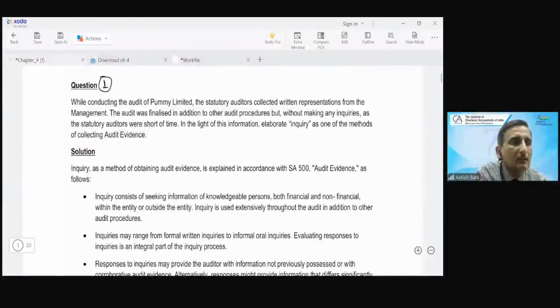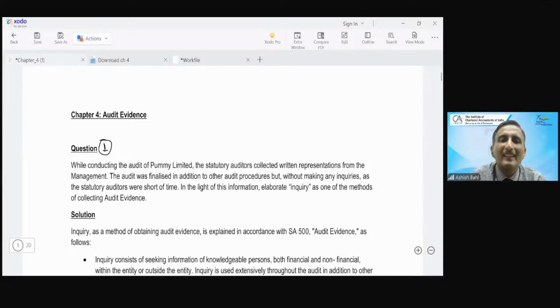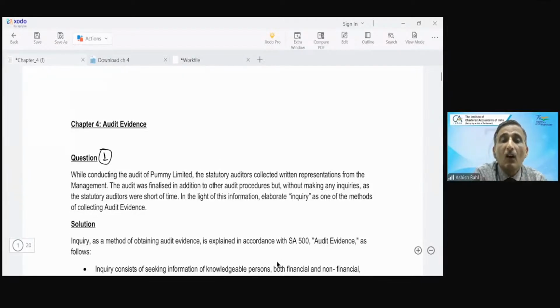So see this question. While conducting audit of one company, the statutory auditors collected written representations from the management. Okay, written representations, you know that management is giving them. The audit was finalized in addition to other procedures, but without making inquiries. In light of this information, elaborate inquiry as one of the methods of collecting audit evidence.